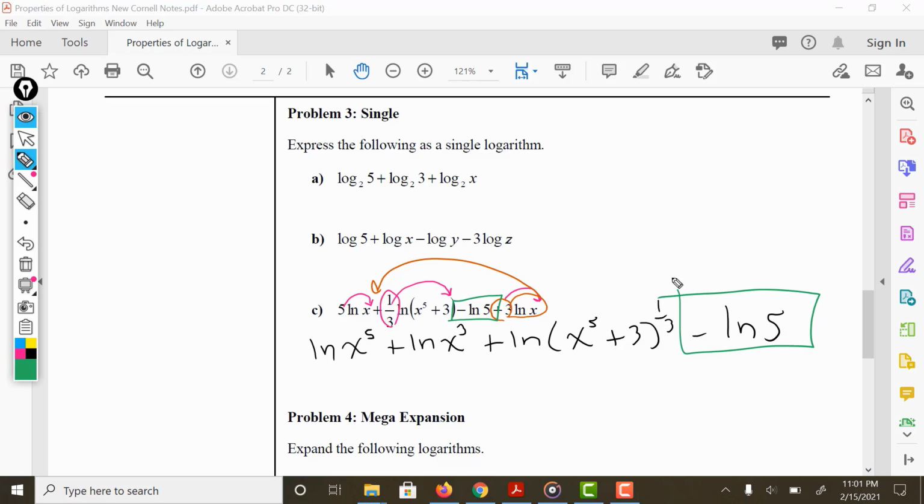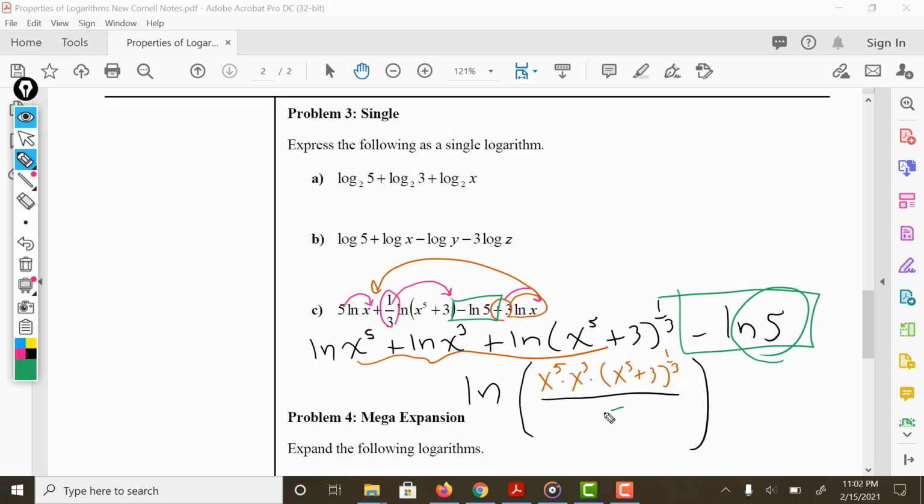Okay, so now what I can do is I need to recognize that because these are all additions, they end up being multiplications. This is going to go to the denominator. Why is it not a negative 5? Why is it a positive 5? Because the minus indicates division. In this case, it indicates a denominator.